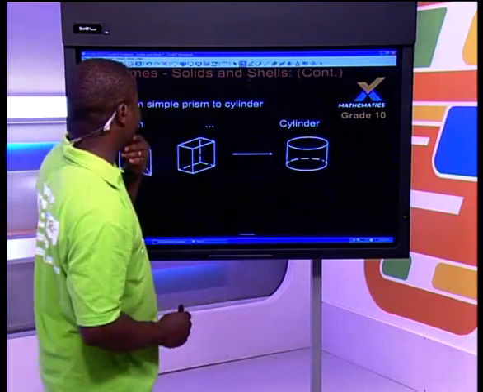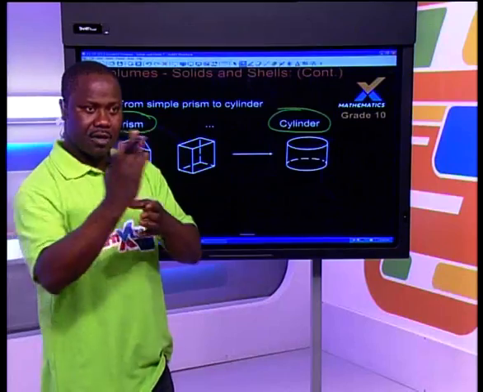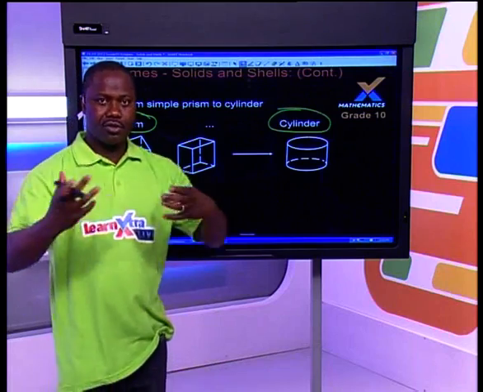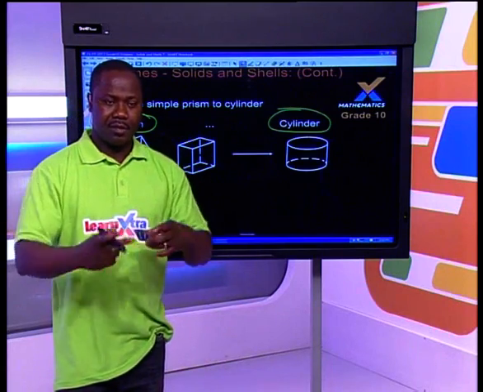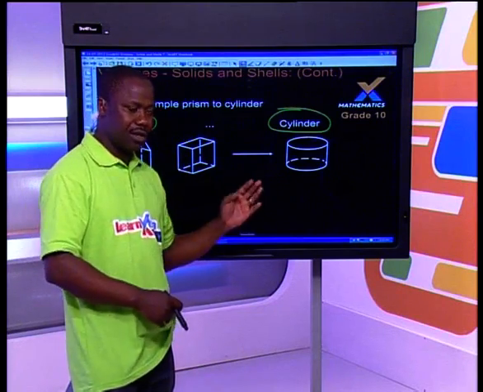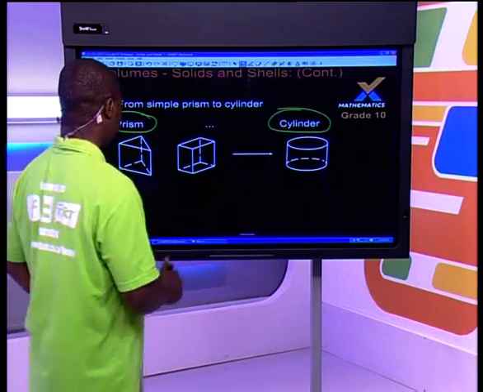Volumes of solids and shells. Here I'm going to look at it moving from a prism right through to a cylinder. The picture I'm painting is that from a prism, if you keep increasing the number of vertical surfaces, your vertical rectangles, and it's a regular base area, you're going to end up with a shape that is a cylinder. So I'm taking it from the bottom right to the extreme end, which will be a cylinder.